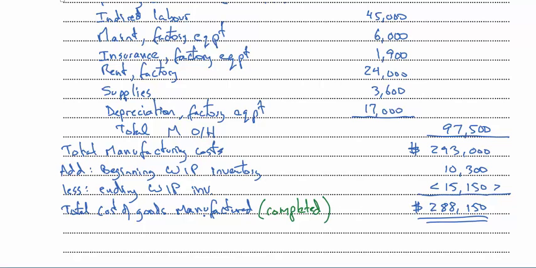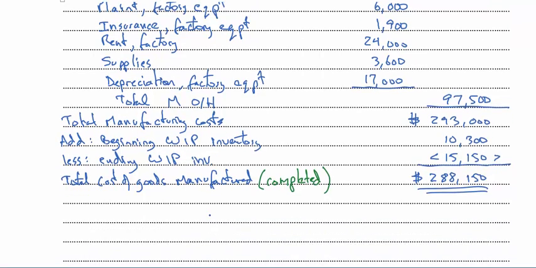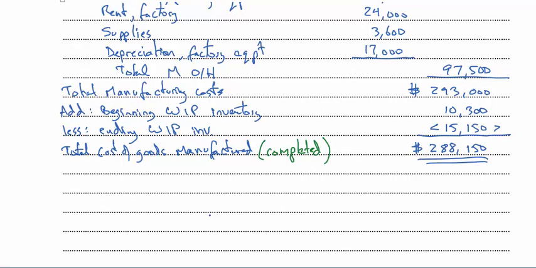Requirement number two was prepare the cost of goods sold section for Mason Company's income statement for the year. So the cost of goods sold section is going to be beginning finished goods inventory, 23,000. Add cost of goods manufactured, and again we're adding this number here, 288,150, into finished goods, right? So now you understand why it's important to capture what we've completed in the month, not just what we spent on making stuff, but what we actually finished.